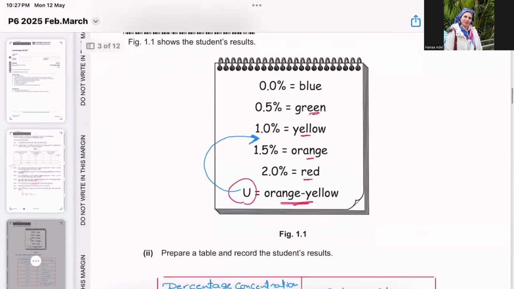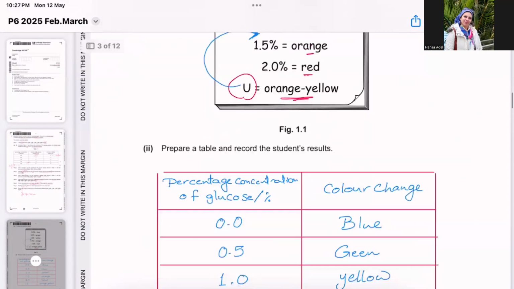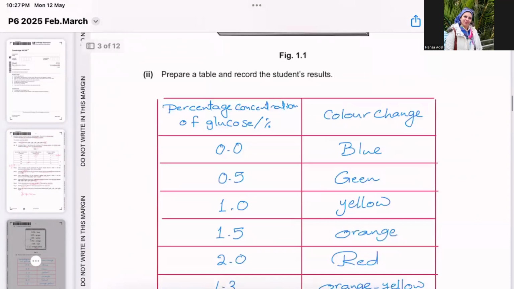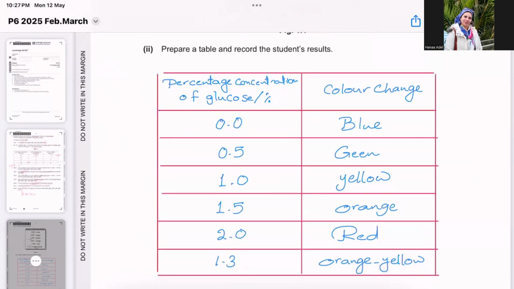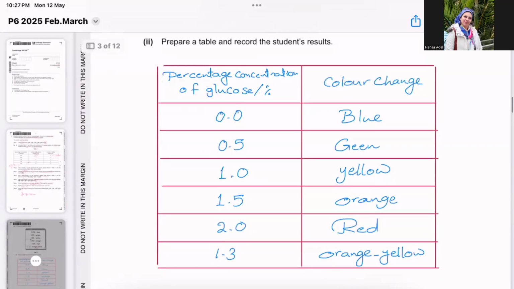Prepare a table and record the result. So in front of us, the data: the percentage concentration of glucose and the color change. We have all of these data in the note. We have to put it in a table about the percentage concentration of glucose and the color change, and we have to write it. And also we have to add the prediction of the percentage concentration of glucose. If you just wrote 1.1, accepted, 1.2, 1.3, 1.4, all of them are accepted.